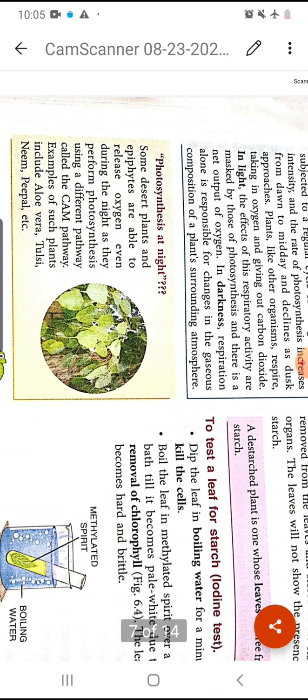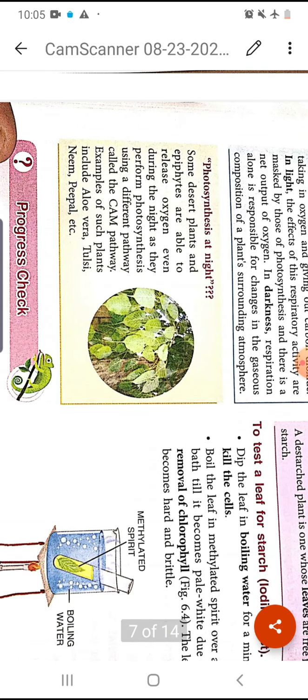Now, photosynthesis at night. Some desert plants and some epiphytes are able to release oxygen even at night, but it is an exceptional case, only for these desert plants. At night, they perform photosynthesis using a different pathway.